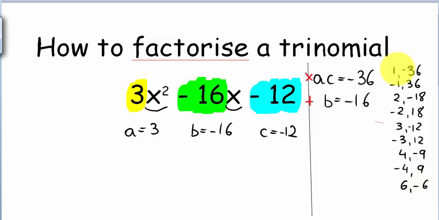6 and minus 6, where we have to multiply all of these numbers. When you multiply them within each pair, they always give you minus 36. Let me do example I for you.